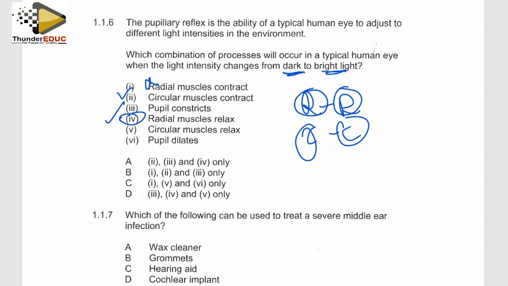Then if you are looking into the sun, that's the example I used. If you look into the sun, you try to reduce how much the eye is open. So it means the pupil constricts, you understand. So 3 becomes another point. Then less light enters the eye. So it's going to be 2, 3, and 4, which is A. So you get 2 marks there.